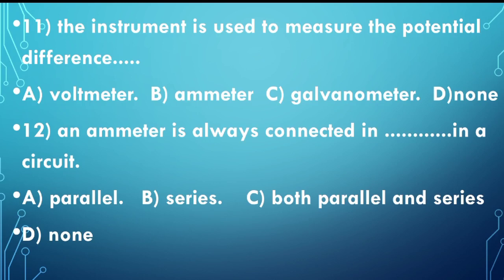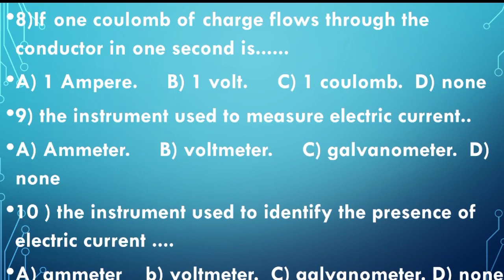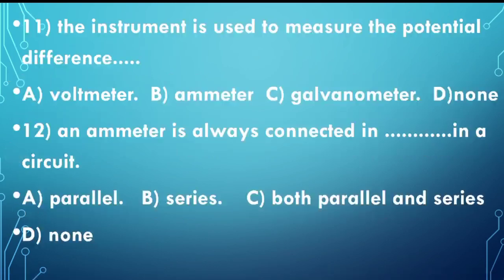The instrument used to measure the potential difference. The options are voltmeter, ammeter, galvanometer, and none. It should not be an ammeter, because an ammeter is a device which measures the electric current. Also a galvanometer is a device which identifies the presence of electric current. So it should be a voltmeter. So the instrument used to measure the potential difference is the voltmeter.